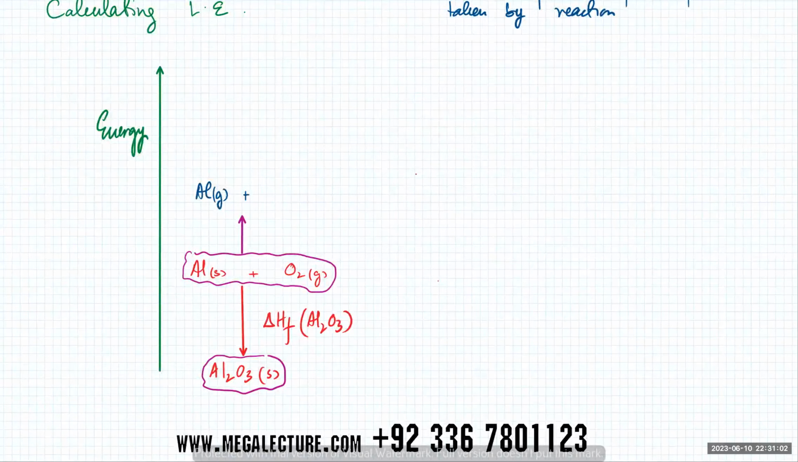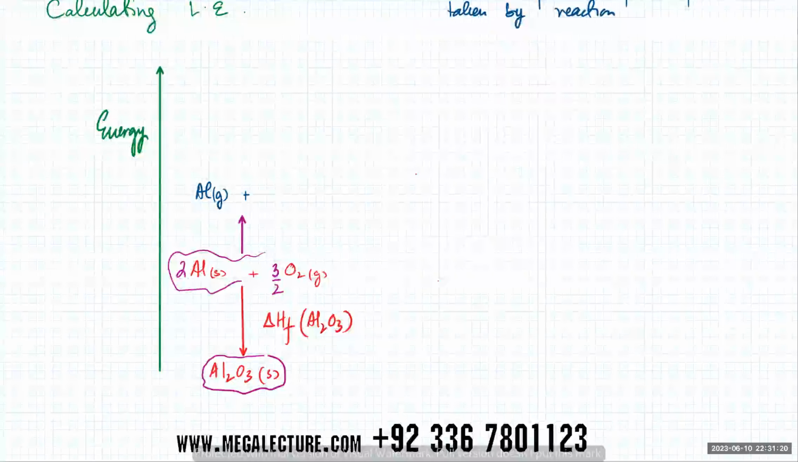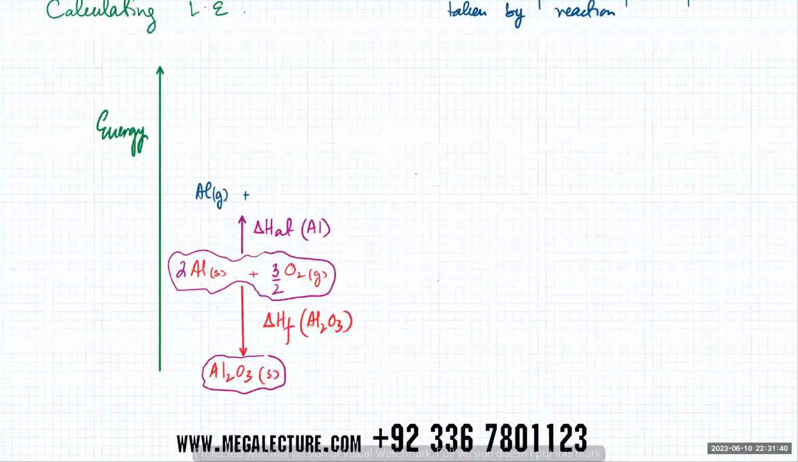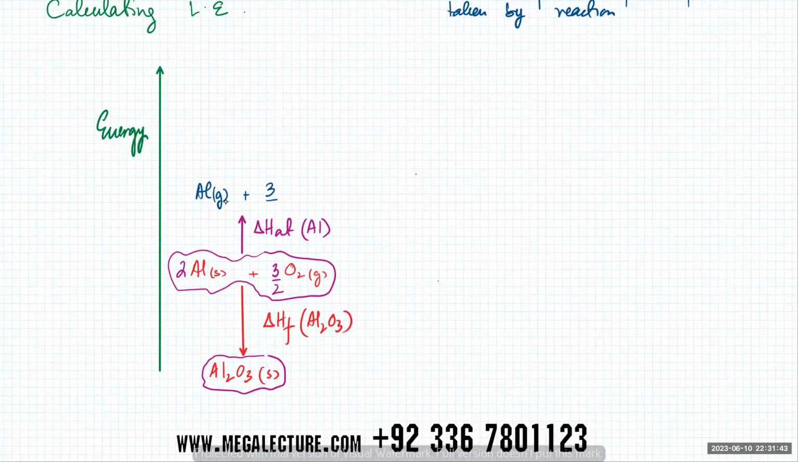It's not balanced, so let me balance it first. There's 2Al and 3/2 O2. Okay, now it's balanced. So first, I've got aluminium solid and I've atomized it. That's the enthalpy change of atomization, because to make a lattice I first have to break the previous bonds that exist between elements. I haven't touched the O2 molecule yet.